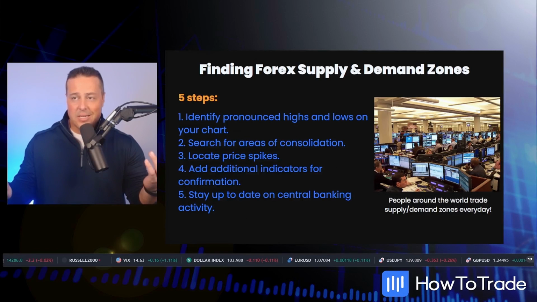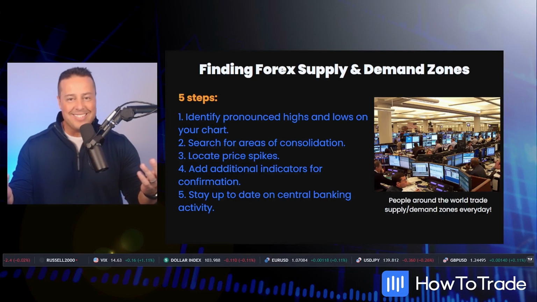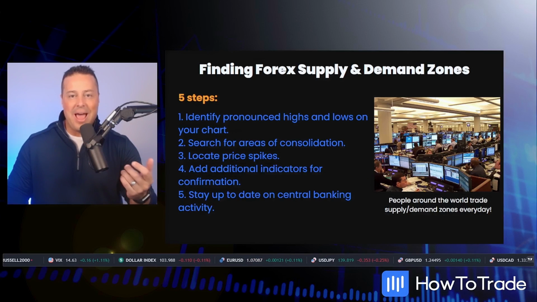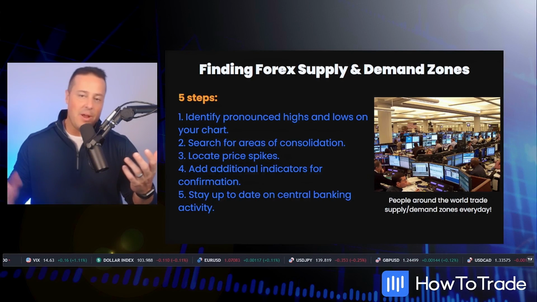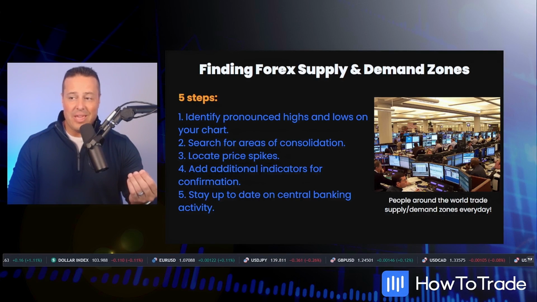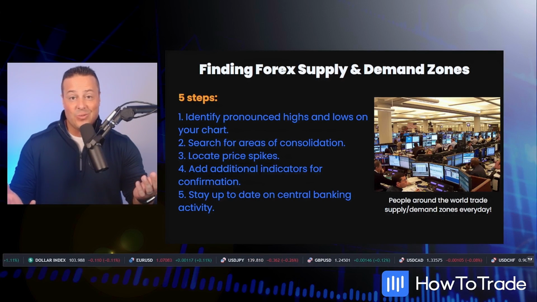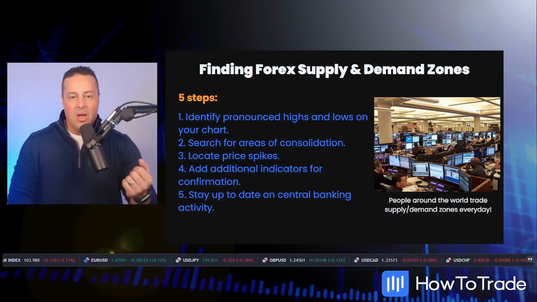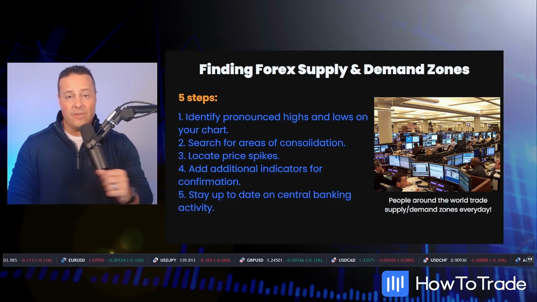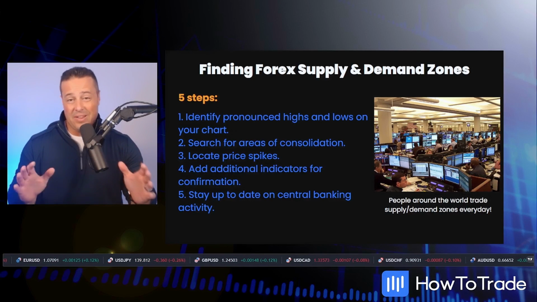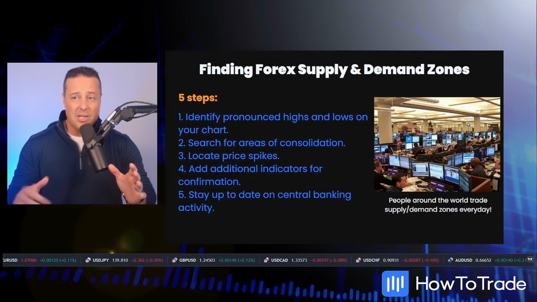Price spikes used to be called swing highs and swing lows, but as the years pass and different trading methodologies are introduced to the public, the nomenclature changes. I've called them swing highs and swing lows for a long time, but we're going to show you what a price spike is in just a second. Number 4, add additional indicators for confirmation. That is huge. That's one of those things where you can really boost the efficacy of your supply and demand zones just by adding an indicator.